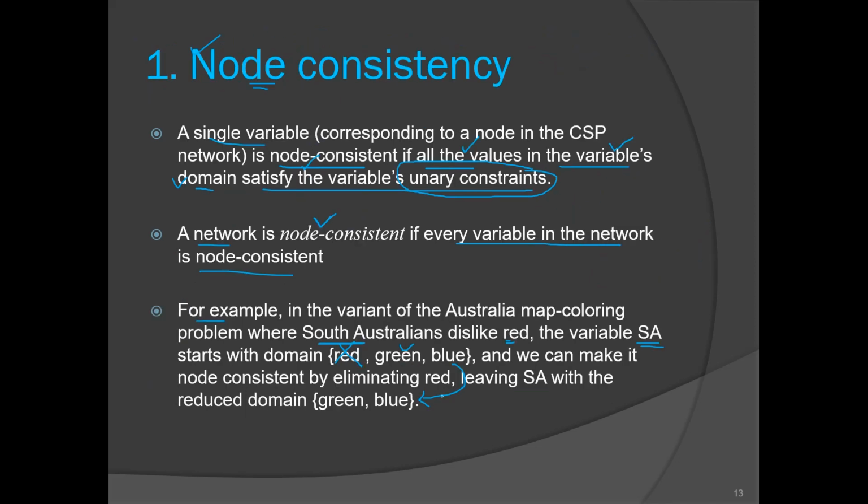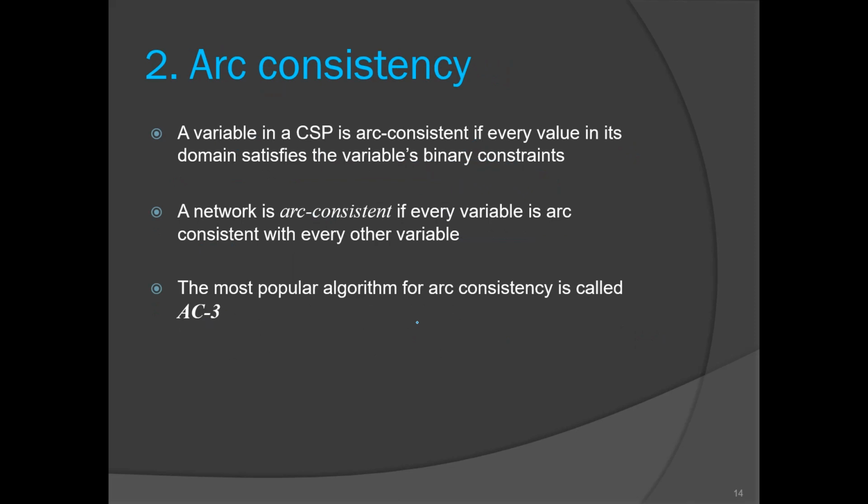So here also we have reduced the domain, right? Now if we consider this domain for SA, it is consistent. We can make it node consistent by eliminating red, leaving SA with a reduced domain of green and blue only. Okay, so this is node consistency. If a variable satisfies the unary constraint, that is node consistency.